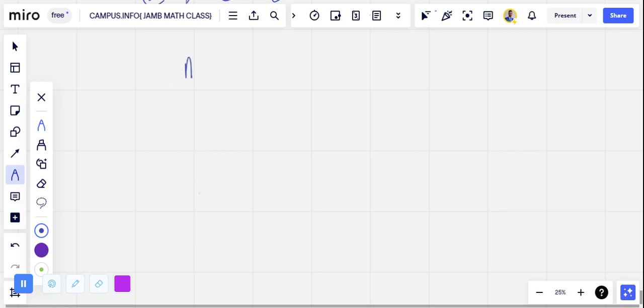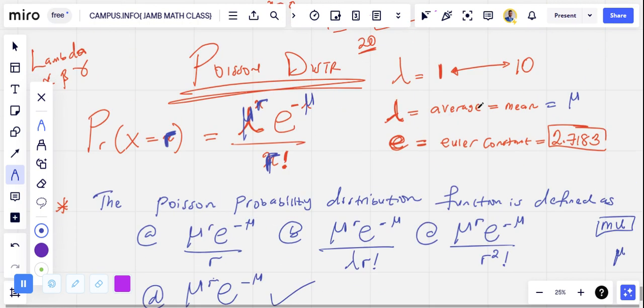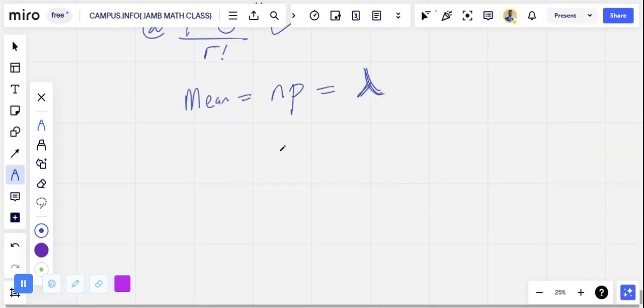Guys, take notes. Under Poisson, mu is always equal to NP as well. And NP is not just ordinary NP. Under Poisson, mu is lambda. Mean is lambda. Normally, we already said this lambda means average, and it means mean. So, under Poisson, mean is lambda. If you now want to look for the variance as well, the variance still remains as lambda. Guys, take note.